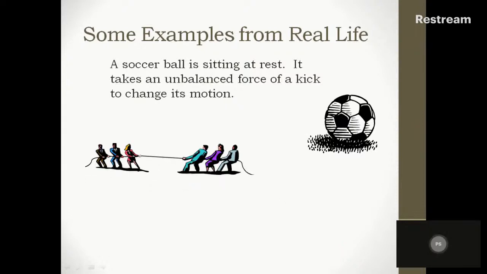So, for example, these people have more energy. These people have more energy. So, obviously, the rope will go to their side. But if there is equal force between these two groups of people, then obviously it will stay at rest. It doesn't even move. Okay.